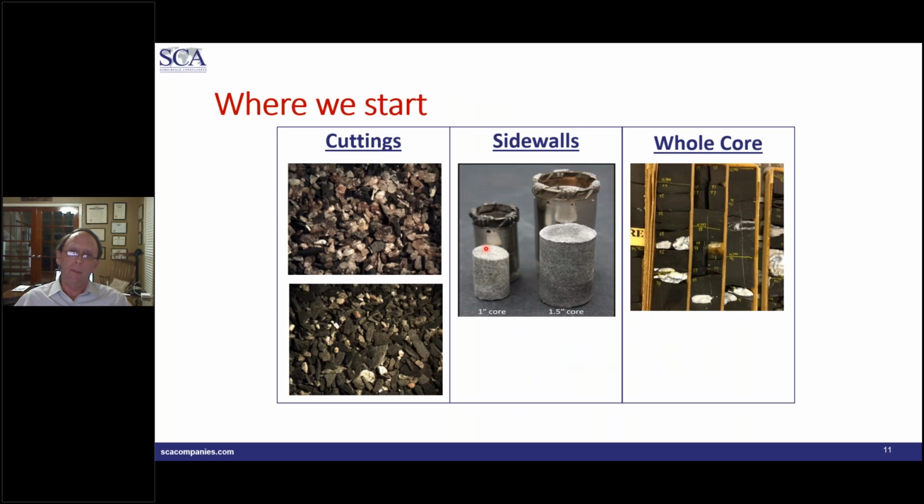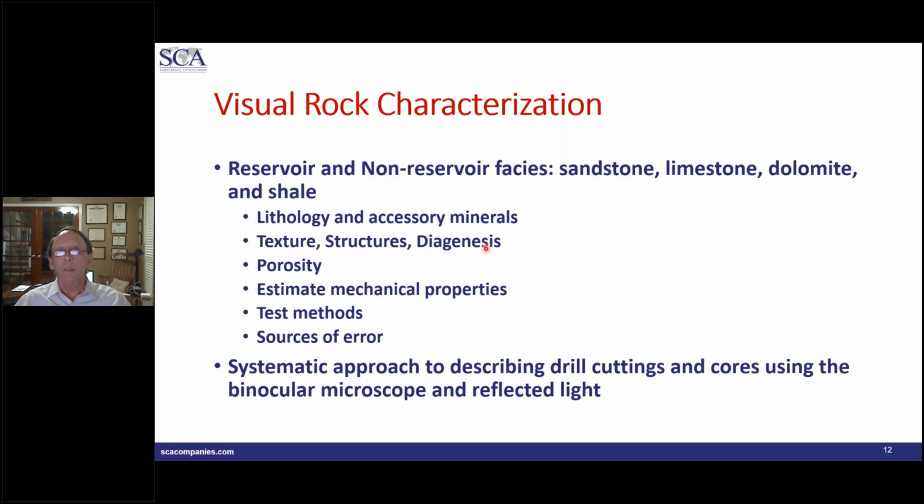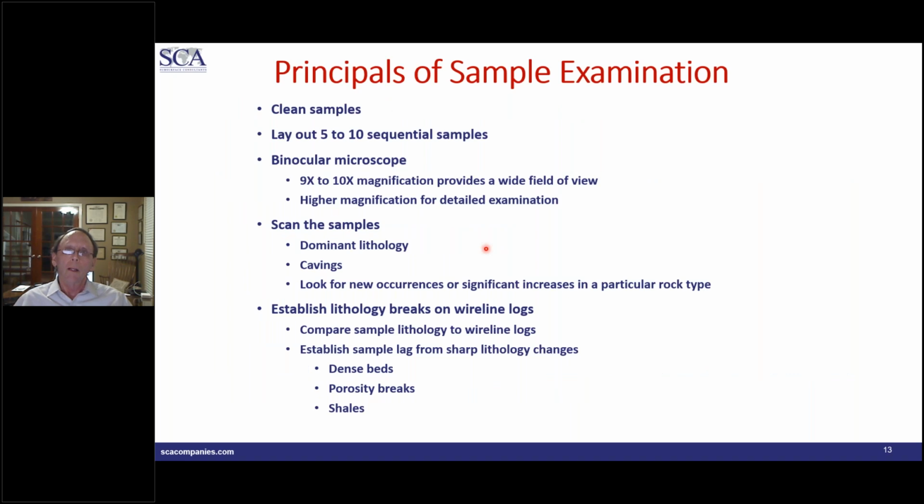So here's where we start, the whole process, whether we're looking at cuttings, at sidewalls, or whole core. As I said, it's a systematic approach for drill cuttings and core description, just using binocular scope and reflected light. Several principles to think about: we need clean samples. I always lay out 5 to 10 sequential samples so I can see visual changes without the microscope. An important part of that is that these samples have some way to be labeled as you lay them out in your trays so that you don't get them confused in terms of the depth.